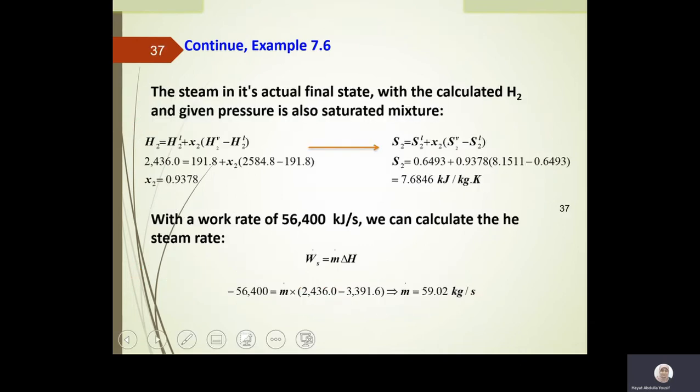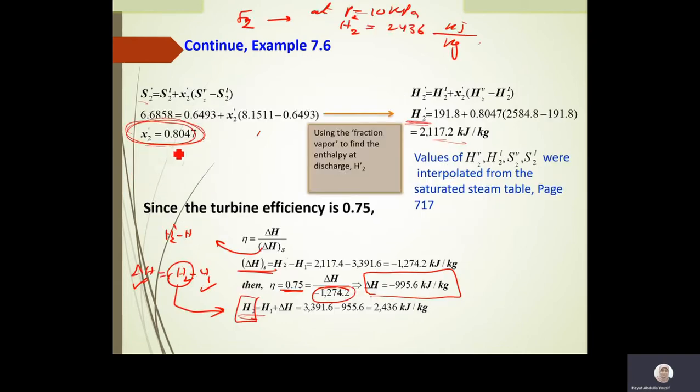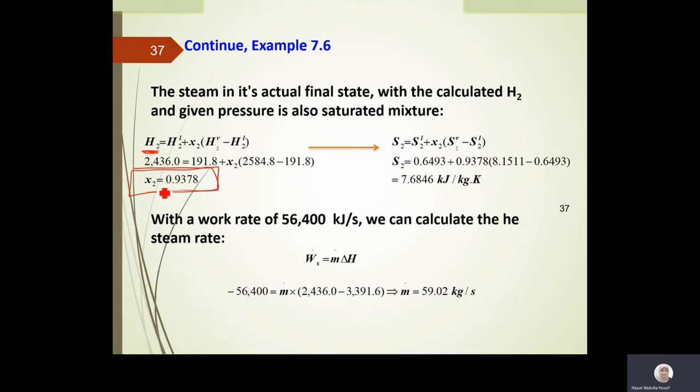Here I used the same information. I got H liquid and H vapor from the table, I substituted, and I got the quality. You can see there, this is the actual quality, which is 0.9378, compared to the quality based on isentropic, which was 0.8 something. Now it is 0.9 something. In case the question only asked us to define the state, by saying it is a saturated mixture, we finish the question.